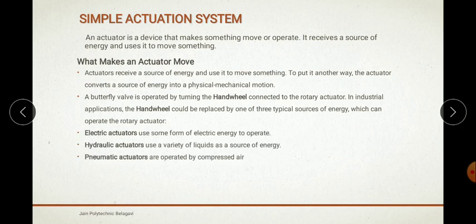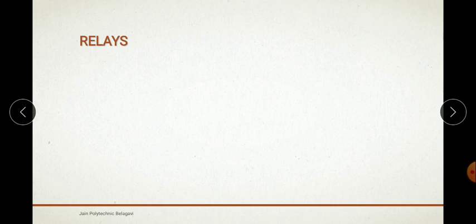Next comes the relay. So what is this relay? The relay is nothing but an electrically operated switch in which the current is changed in one electrical switch, turning the current on or off in another circuit. Relays are often used in control systems. So these relays are nothing but operated switches in which the current is changed in one electrical switch, where the current is on or off in another circuit.